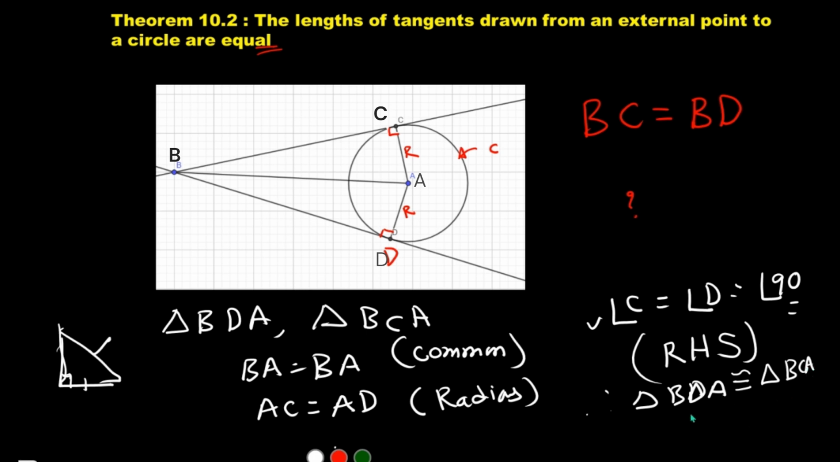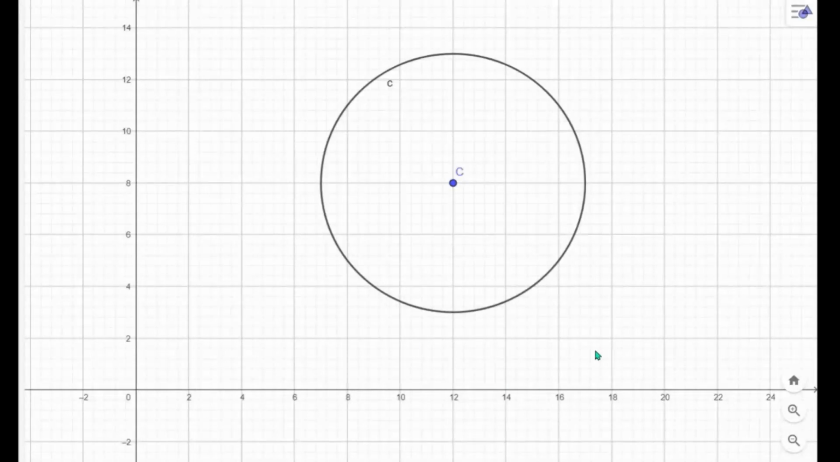So with this we can say that BC is equal to BD, right? Therefore BC equals BD. Okay, so once we have proved it, now I have drawn a circle here, that is the circle C.